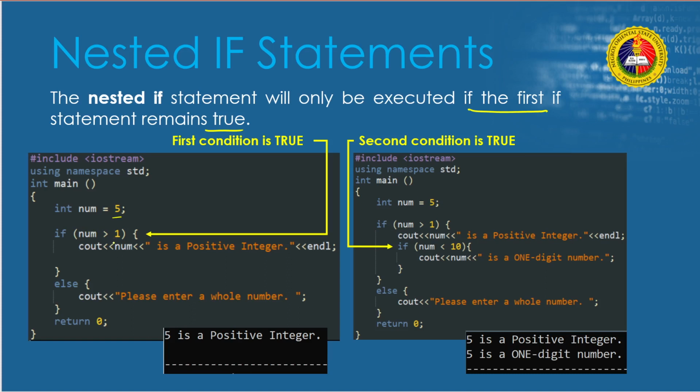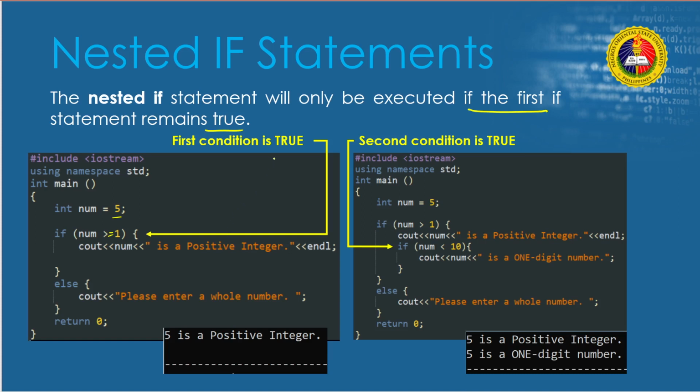If it's greater than 1, greater than or equals to 1 rather, then it will say num is a positive integer. Else, if the number entered is less than 1, if false, then it will say please enter a whole number. So that's how we do the if-else statement, right? The regular if-else statement.